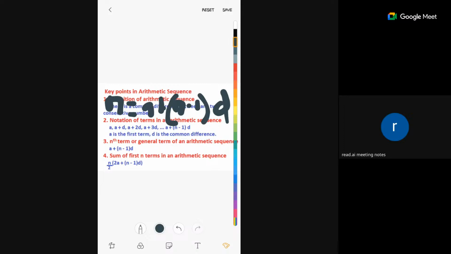Then the sum of the first n terms in an AP. There's something we call the sum of AP. We are familiar with it, which is n over 2 into brackets 2a plus (n minus 1) close bracket, then you have your D outside.